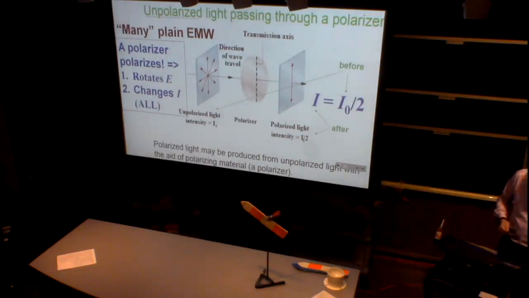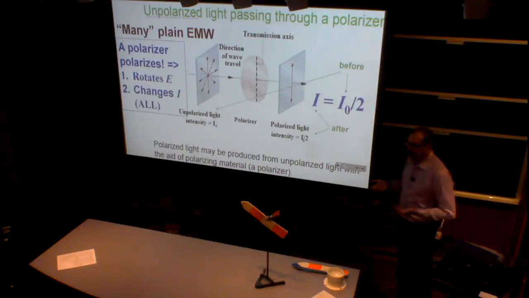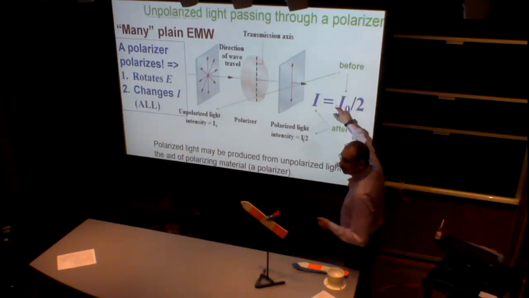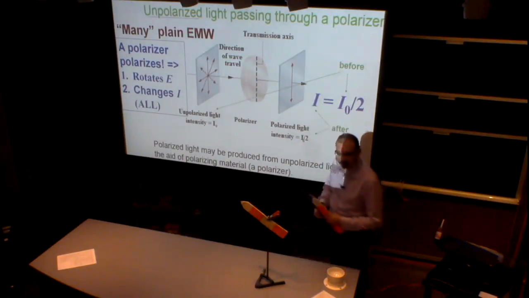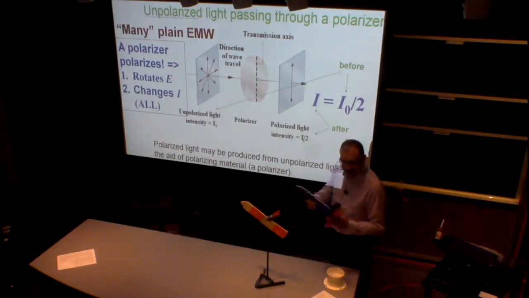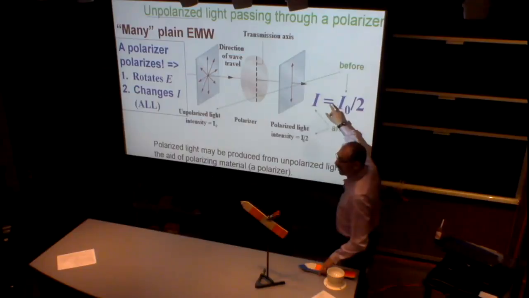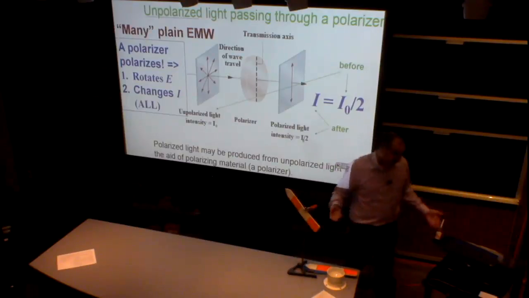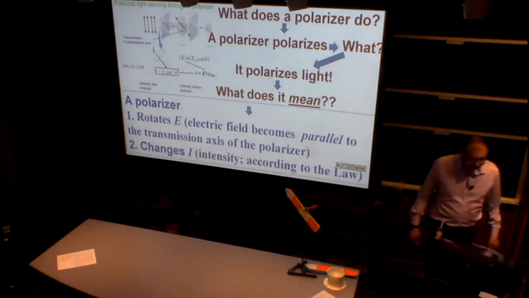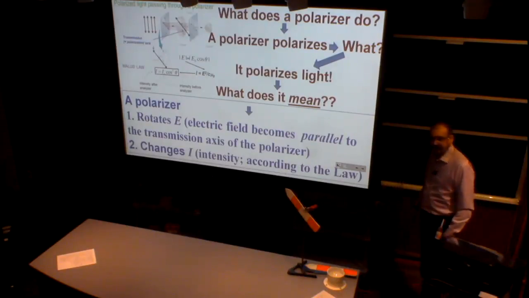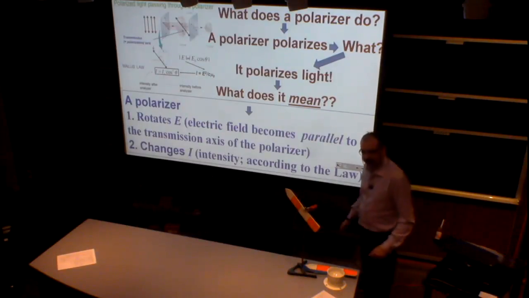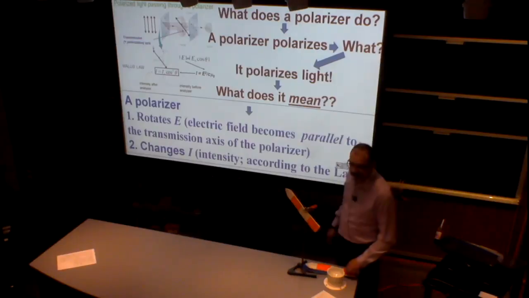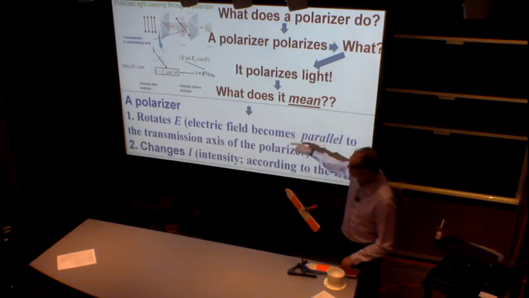And for unpolarized light, the intensity before and after are related by just a simple coefficient, a half. For unpolarized light, which means actually polarized in all possible directions, the intensity after the polarizer is equal to a half of the intensity before. So now we know everything. What does the polarizer do? Polarizers. That's what it does. What does it polarize? Light. What does it mean? Two things.